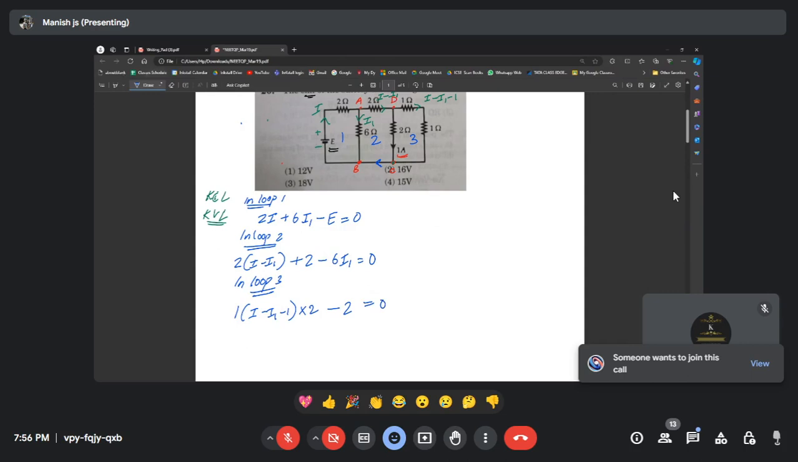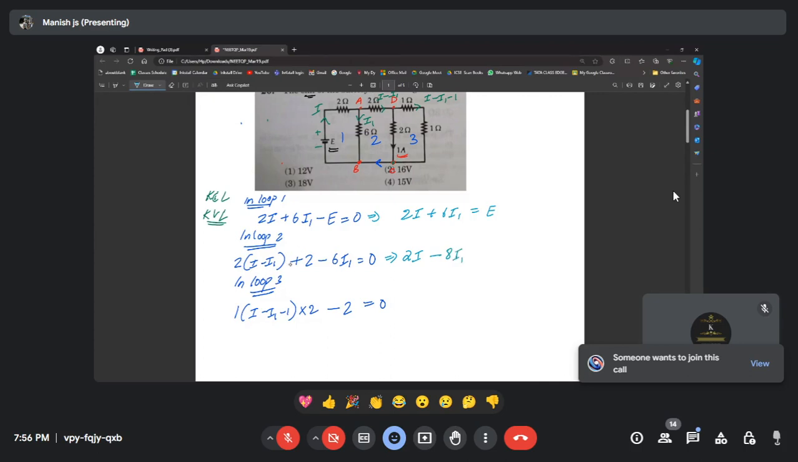So there are 3 equations. We have to simplify these 3 equations. First equation, you try to simplify. All constant terms I'll bring to the right side, so I can write 2I plus 6I1 equal to E. The second equation can be simplified: club all the like terms. There is 2I again here also. There is minus 2I1 and minus 6I1, which adds up to minus 8I1.